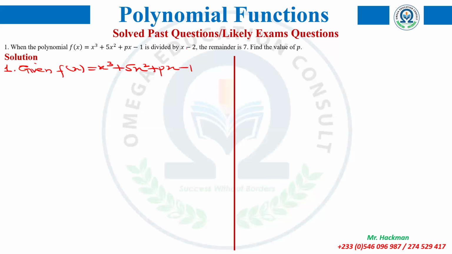What else are we given? It is divided by, so this is a divisor. I'm going to write the divisor. If you have space here you can continue, or you can continue there. So what is the divisor? The divisor is x minus 2. And when it's divided by this, the remainder, we are told, is equal to 7. This is how you are going to proceed.